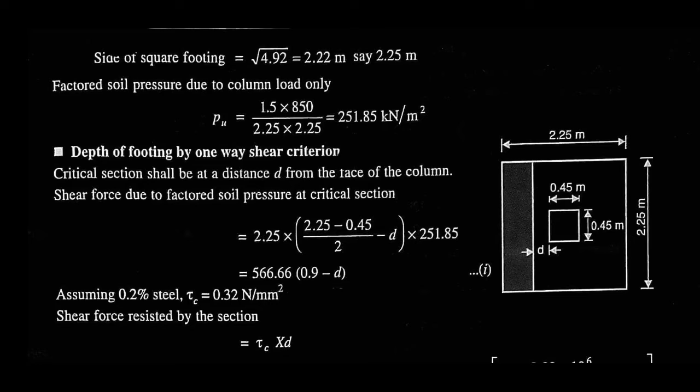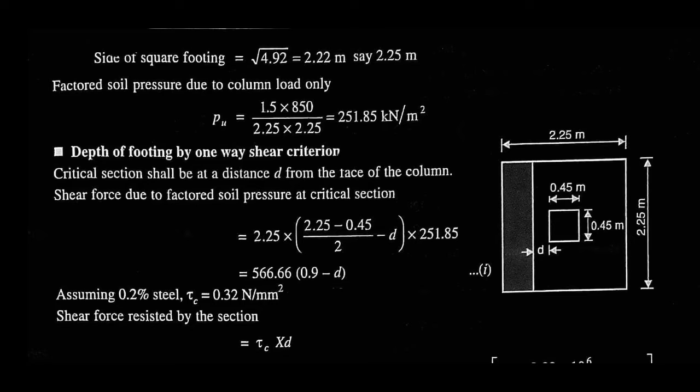So next step is depth of footing calculation. To calculate that, we have to use three criteria: one-way shear criterion, two-way shear criterion, and bending moment criterion. Among these three, whichever value is more, we have to take that value into consideration.